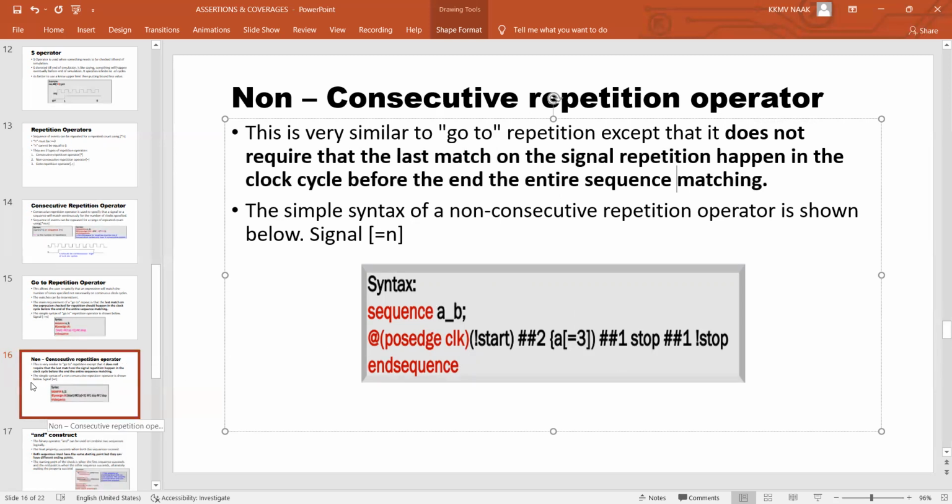Clear, everybody, up to here? Consecutive, go-to, non-consecutive.